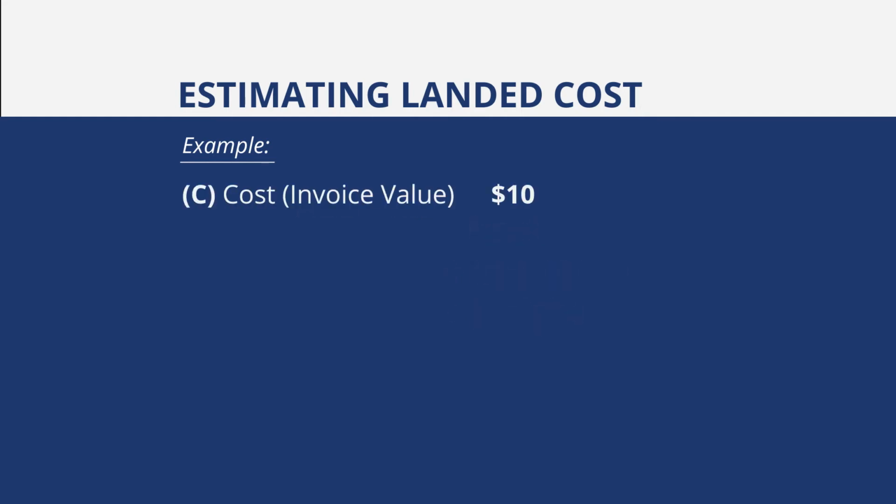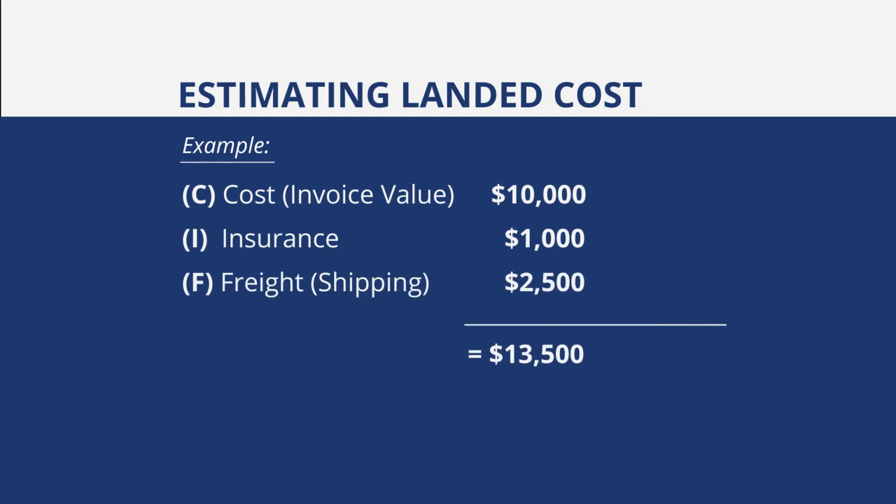Start by determining the shipment's CIF value by adding the amounts shown. Cost or invoice value is $10,000. Insurance is $1,000. Freight or shipping is $2,500. This adds up to $13,500 for your CIF value.